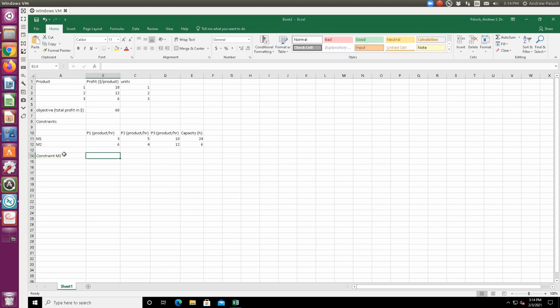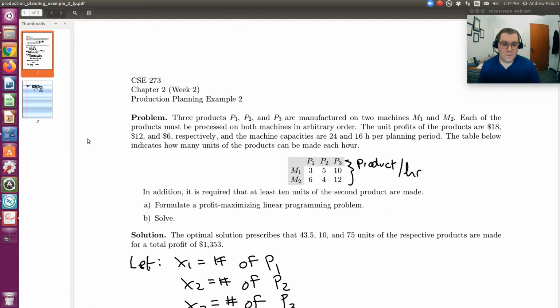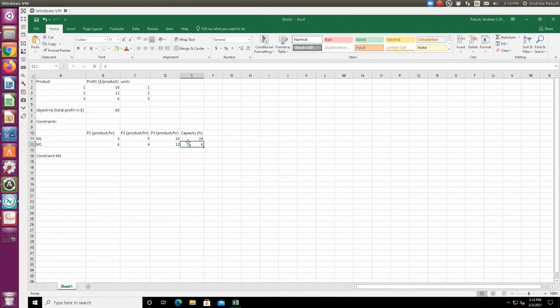So for the constraint on machine 1, what I next need to calculate is, if I were to make X1 units of product 1, X2 units of product 2, X3 units of product 3, what's the total time required to make those on machine 1 and machine 2? And then my constraint is going to be that total time on machine 1 and machine 2 has to be less than or equal to the total capacity of that machine. Okay. And so 24 and 16. Just notice I had 6 here.